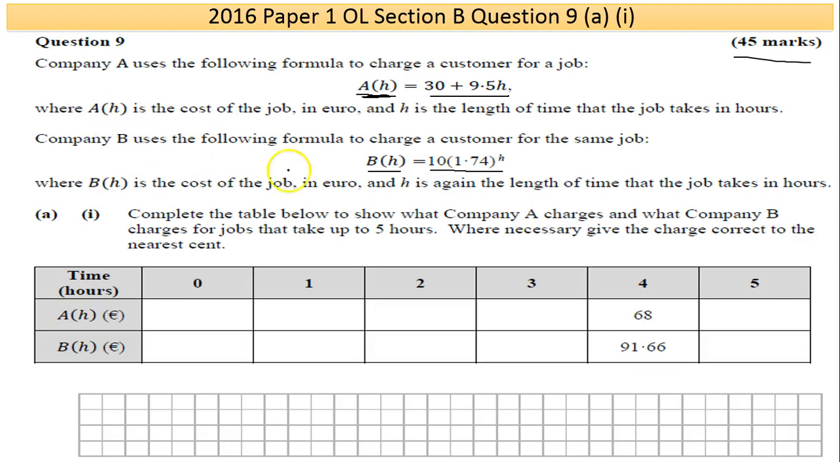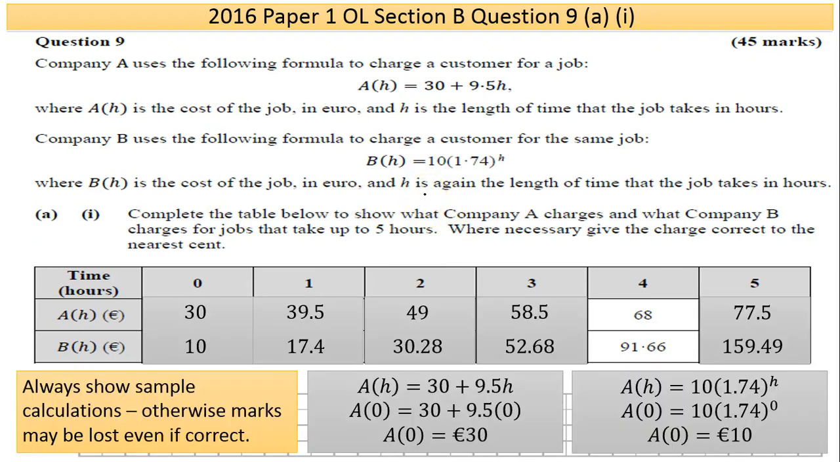Next, company B uses the following formula to charge a customer for the same job, where B of H is the cost of the job, and H is again the length of time it takes to do the job. So they're two different functions describing the cost of a job for two different companies. So let's look at part A, part 1. They haven't put in the amount of marks; it's on the next page either.